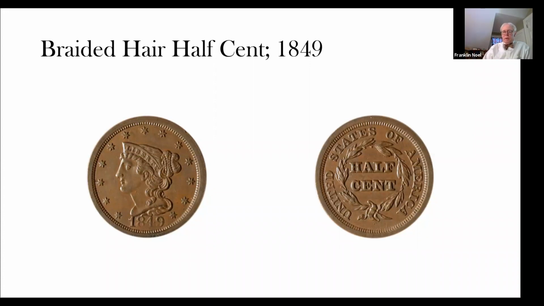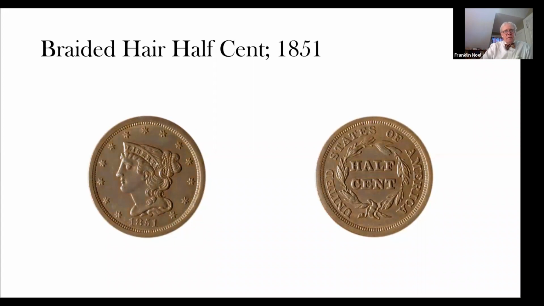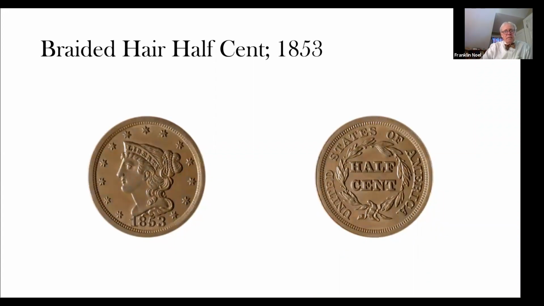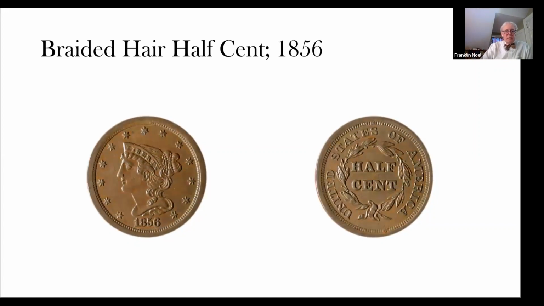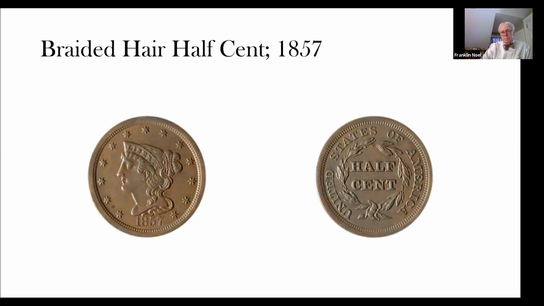Die production had become more mechanized and mintages were fairly small. There is only one die variety for each of the 8 years the braided hair Liberty adorned the half-cent. Except for the date, they all look exactly alike. This is the 1849, 1850, 51, 53, there were no 52s, 54, 55, 56, 57.